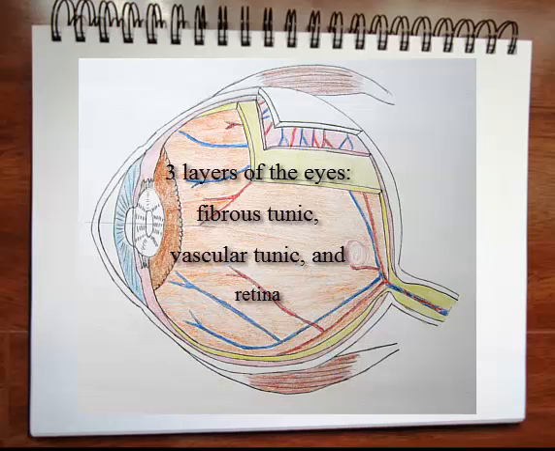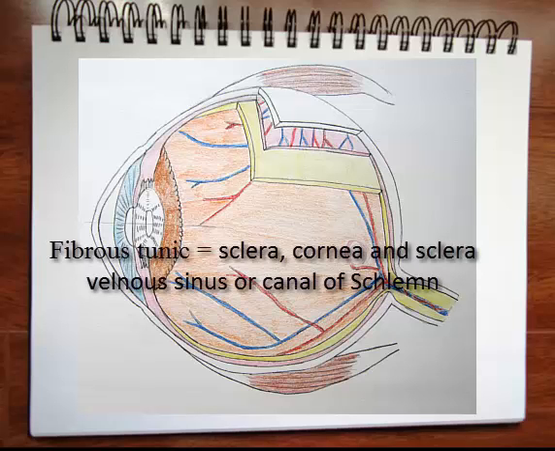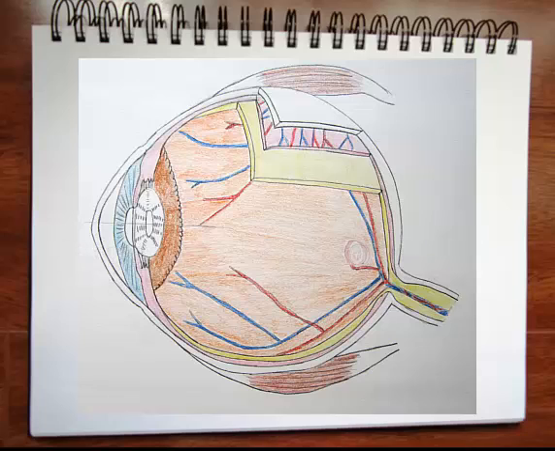The eyeball is made up of three layers: a fibrous tunic, a vascular tunic, and a retina. The outer layer of the eye is the fibrous tunic, which is comprised of the sclera, cornea, and scleral venous sinus, or the canal of Schlemm.